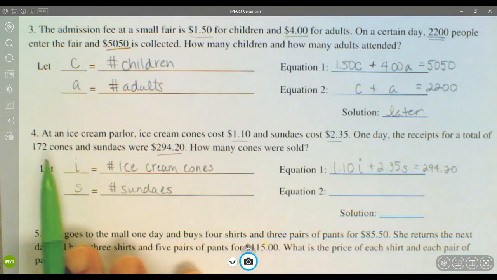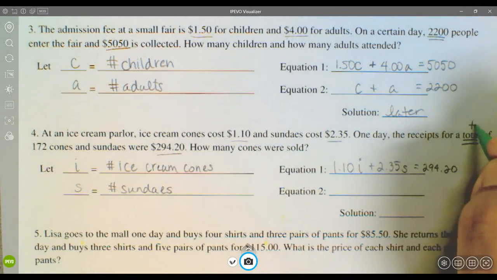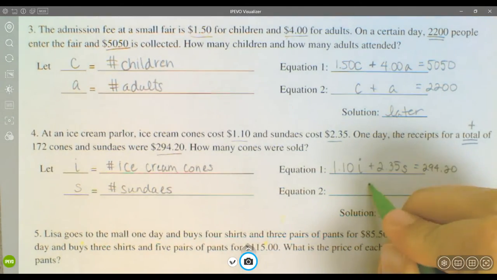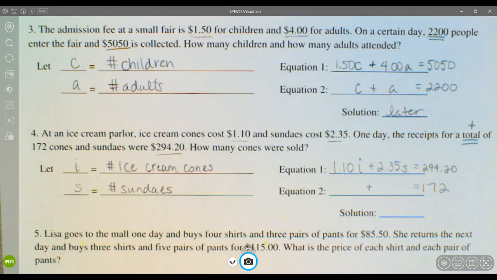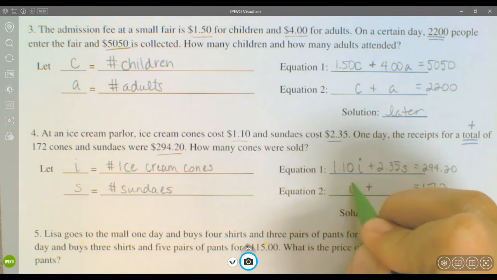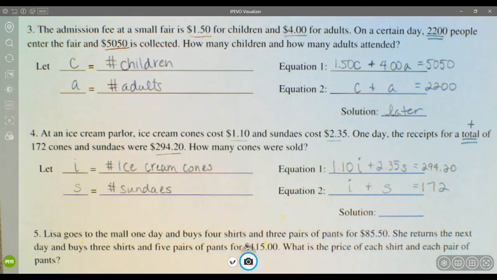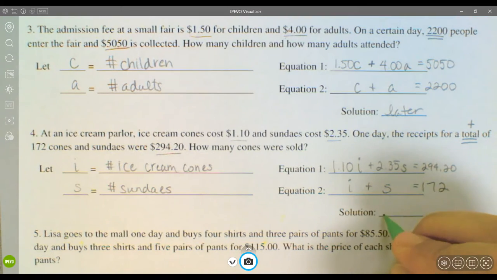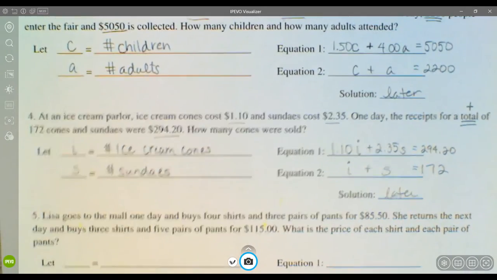And the receipts are for a total of 172 cones. All right, total. What operation is that? Addition. So two numbers are adding up to 172. What are we adding up? That's easy. We're adding the number of ice cream cones, called I, to the number of sundaes, called S. And there's my equation for those, my system for those.